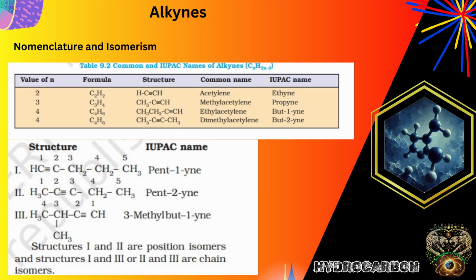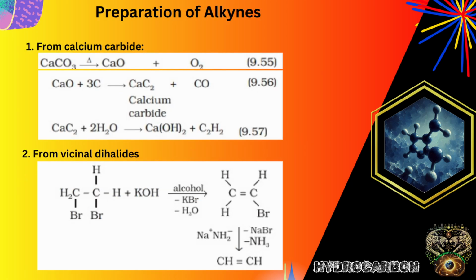Alkynes exhibit different types of isomerism, mainly position and chain isomerism. Position isomerism occurs when the triple bond shifts position within the same carbon chain. Examples of position isomerism are but-1-yne and but-2-yne. Chain isomerism happens when the structure of the carbon chain itself changes. Pent-1-yne and pent-2-yne are examples of chain isomerism.